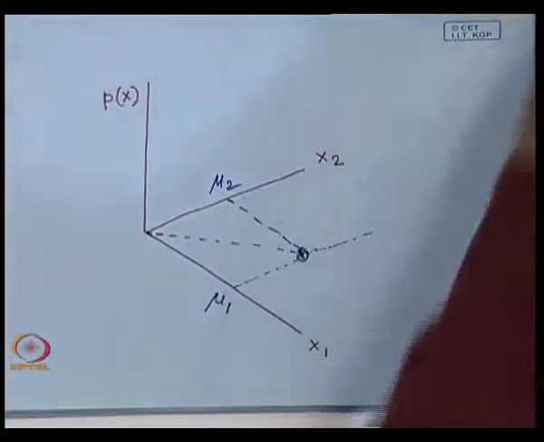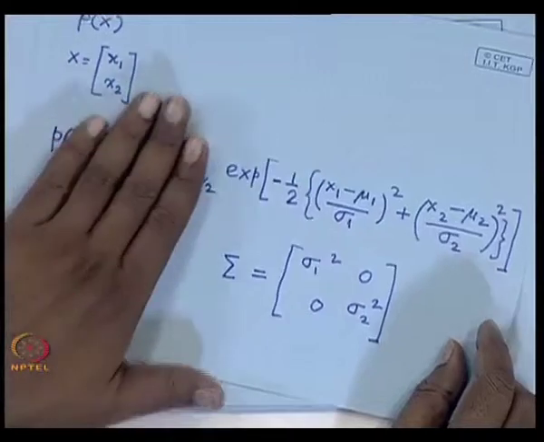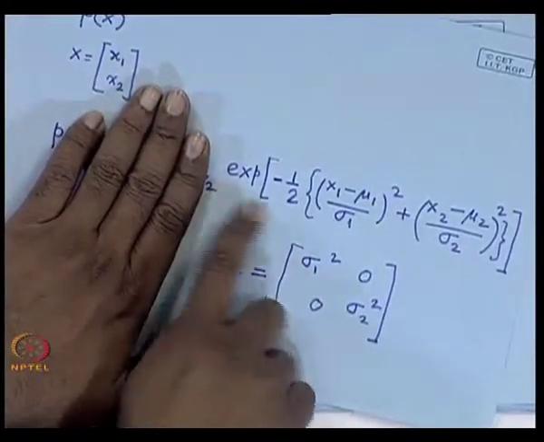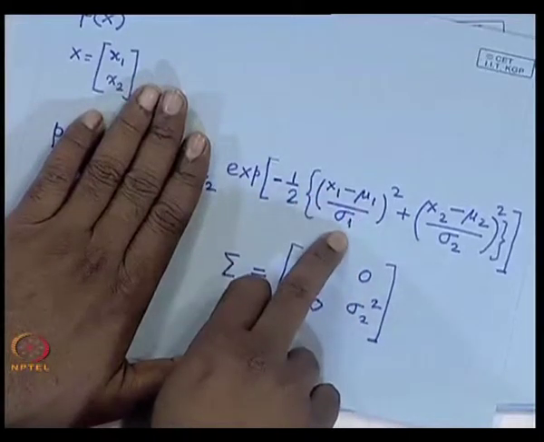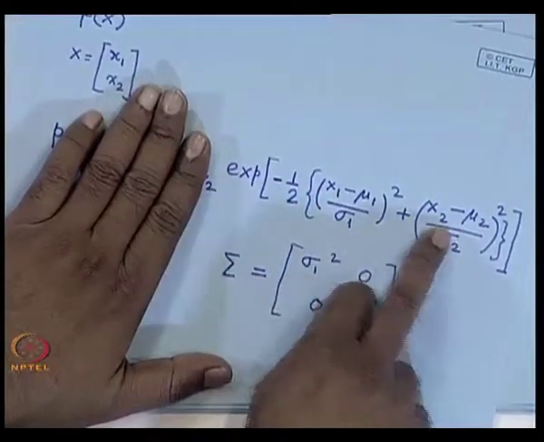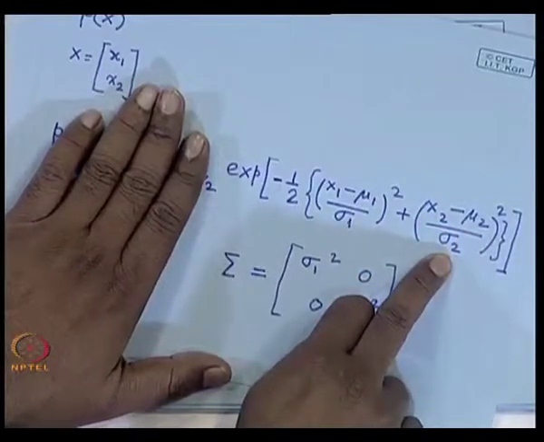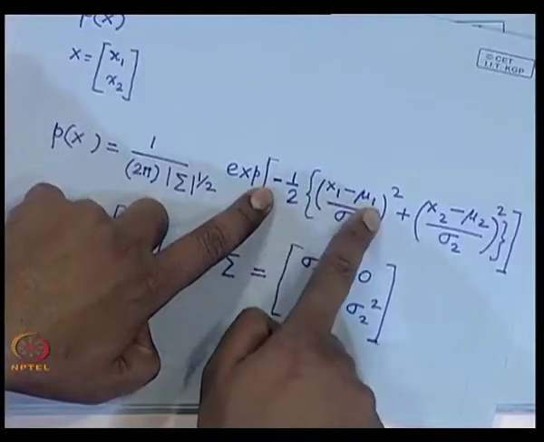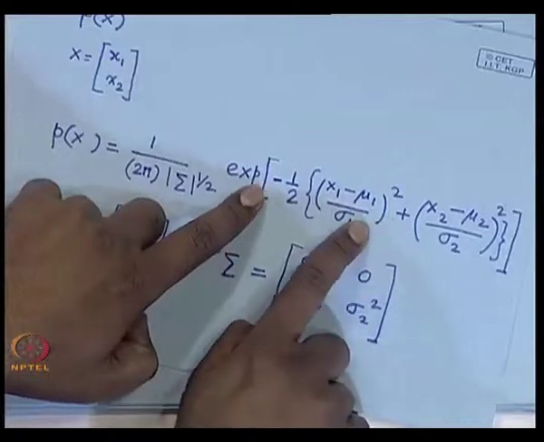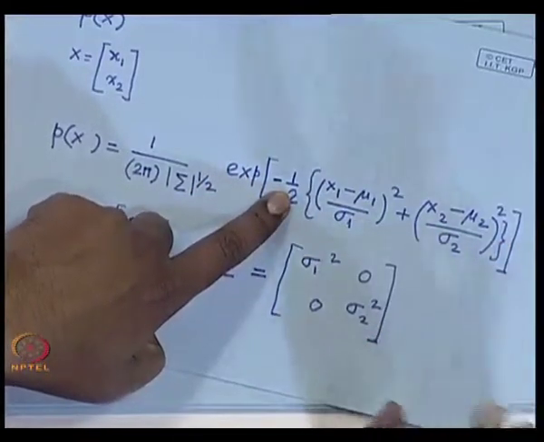Now, find that if I break this expression, this term exponential of minus half x 1 minus mu 1 by sigma 1 square plus x 2 minus mu 2 by sigma 2 square, this is actually product of two exponential terms. Okay. Exponential minus half x 1 minus mu 1 by sigma 1 square into exponential minus half x 2 minus mu 2 by sigma 2 square.